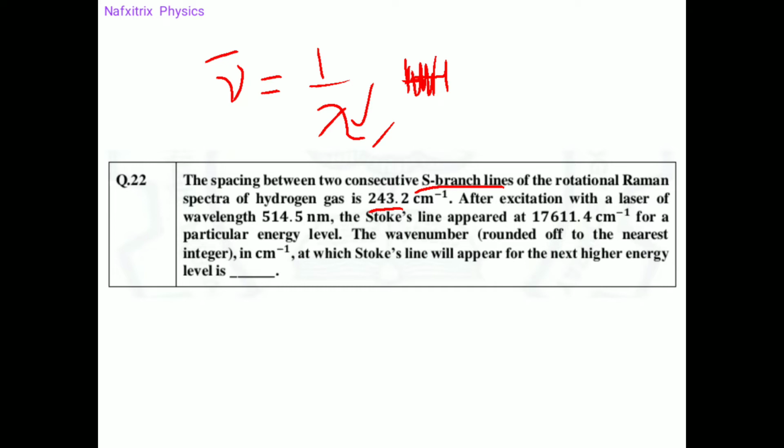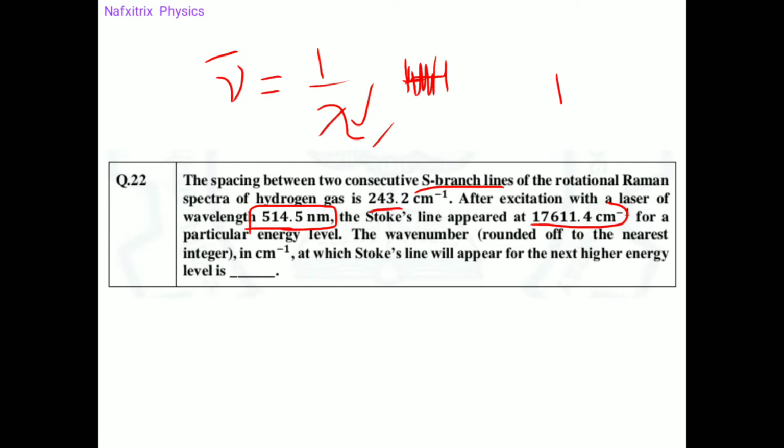After excitation with a laser of wavelength 514.5 nanometers. We are just throwing laser light on the particular sample which we are studying with Raman spectroscopy. So the incident light wavelength is the laser light's wavelength, 514.5 nanometers. The Stokes line appeared at 17,611.4 per centimeter for a particular energy level. So after throwing this laser light, while observing the Raman spectra, the Stokes line appears at this point.